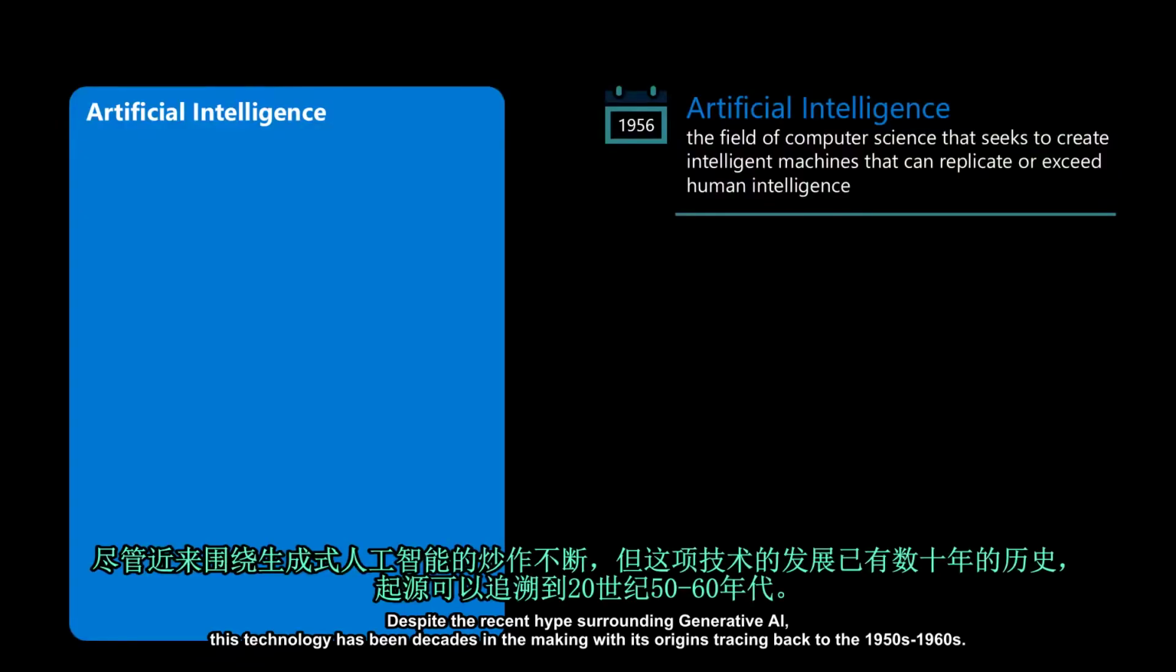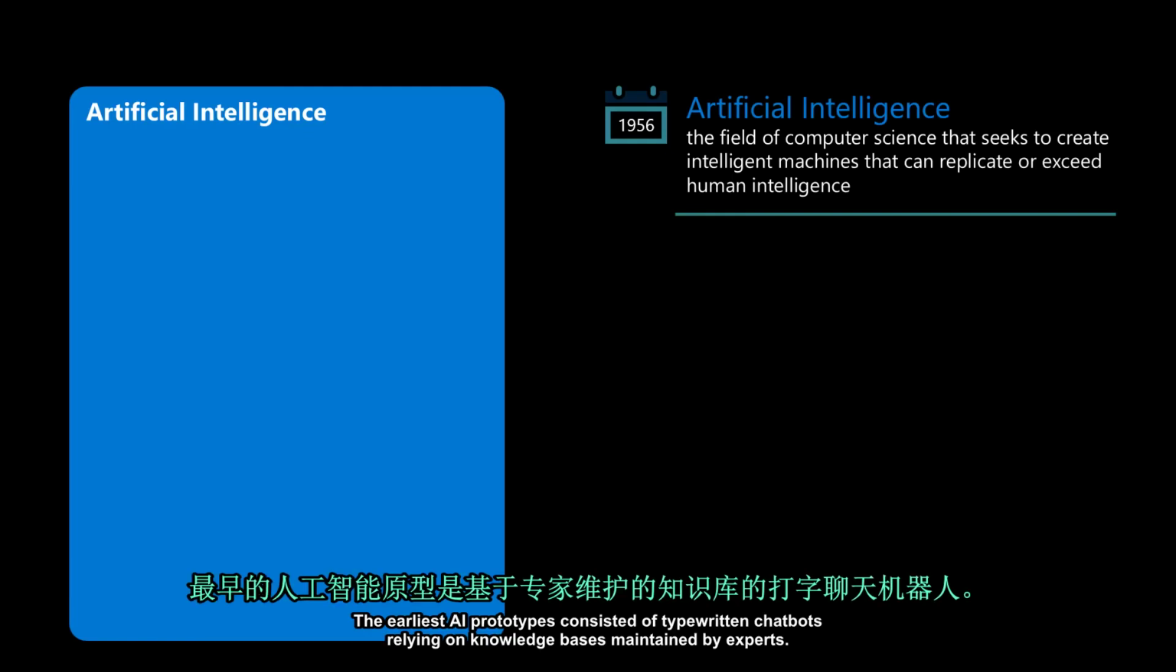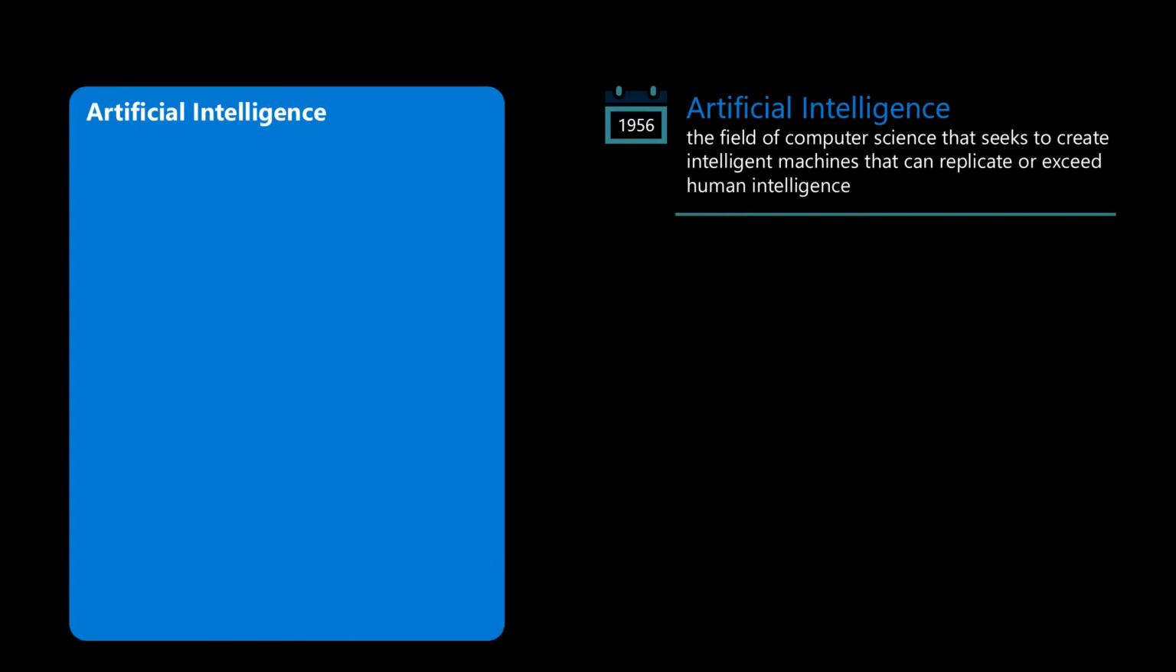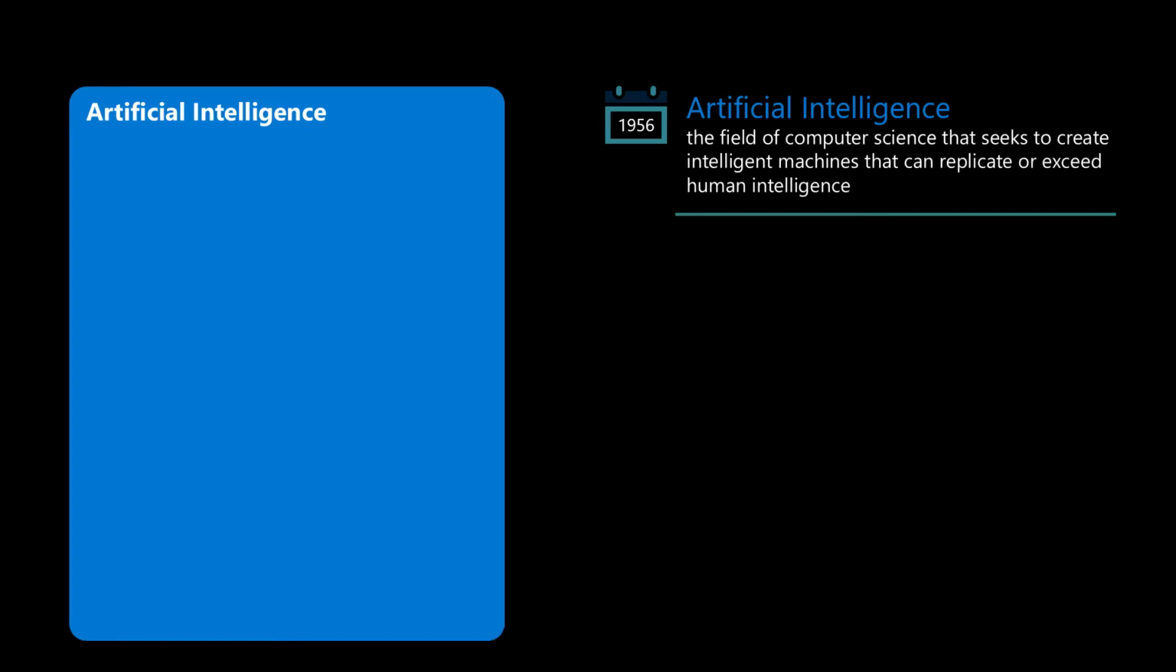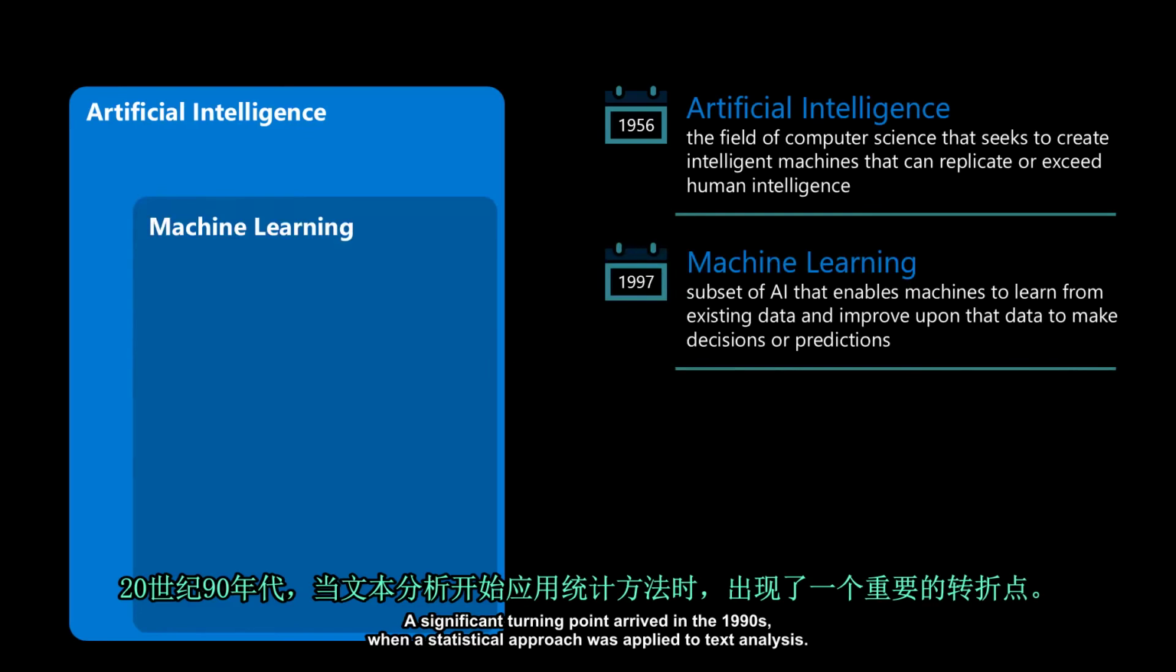Despite the recent hype surrounding generative AI, this technology has been decades in the making, with its origins tracing back to the 1950s-1960s. The earliest AI prototypes consisted of typewritten chatbots relying on knowledge bases maintained by experts. These chatbots generated responses based on keywords found in user input, but it soon became clear that this approach had scalability limitations. A significant turning point arrived in the 1990s, when a statistical approach was applied to text analysis.